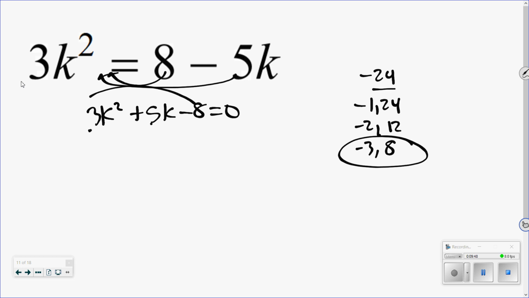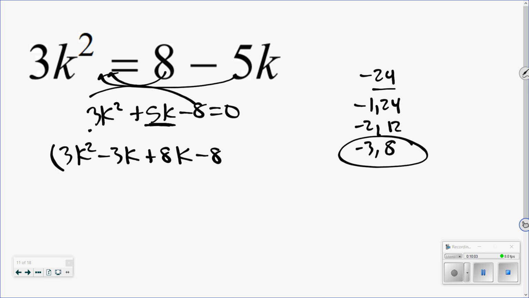And then I have to do that grouping. So I go 3k squared, and I replace the 5k with those two: minus 3k plus 8k minus 8. I'm going to forget about the equal sign for just a second. I'm just going to factor this.